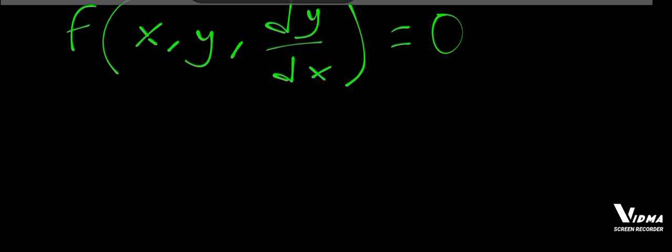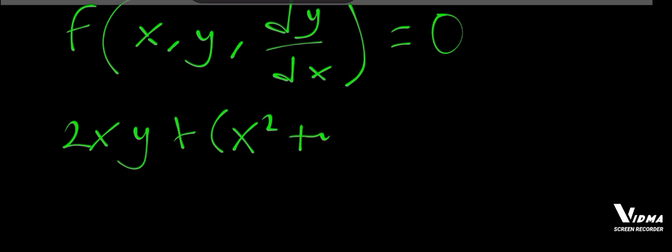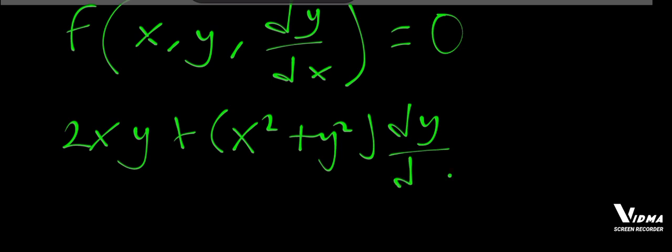Okay, and let me write an example here. An example is 2xy plus x squared plus y squared dy dx being equal to 0. So this right here is in the general form. We can see our dy dx here, we can see our x variables and we can see our y variables as well. So that's how we are able to identify a general form.